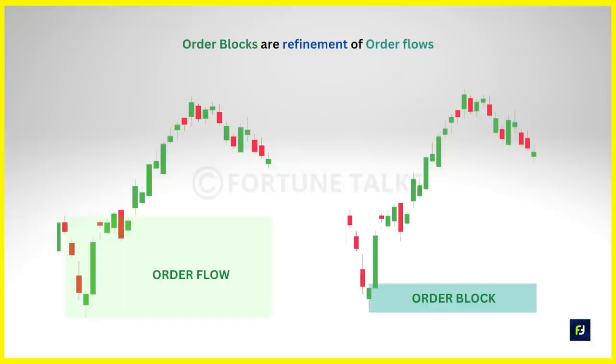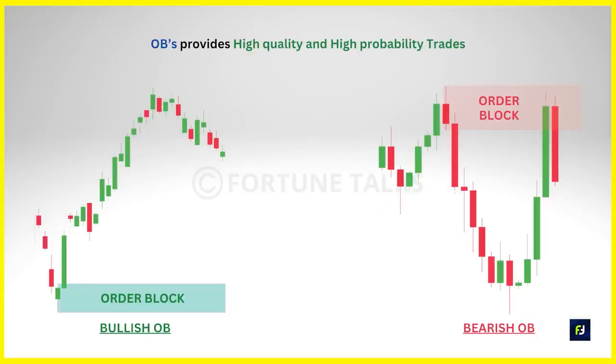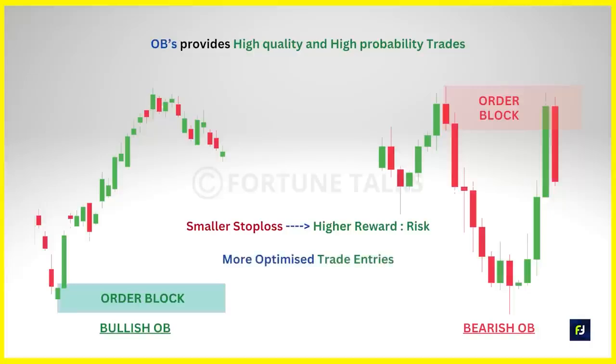Now, let us shift our attention to order blocks. Order blocks are considered as a refinement of an order flow. Order blocks eliminate a lot of issues that an order flow had. Order blocks provide you with limited trades which are of high quality and have a high probability of success. Secondly, the reward to risk ratio is largely improved when using order blocks. This means the stop loss setting is much tighter. The trade entries are also more optimized due to the limited number of trades on offer. But on the downside, a tight stop loss can be taken out by volatile price swings.